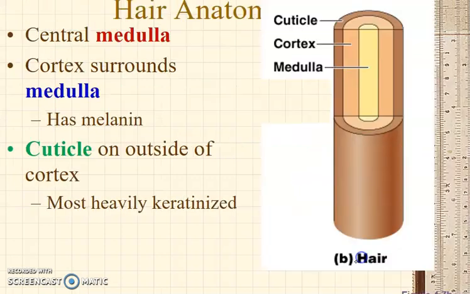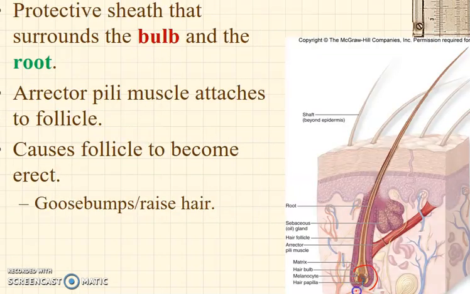So here's the bulb. Here's the bulb down here. Now we have the shaft. We have the root right here, and then the shaft is above. So the hair follicle is enclosed in this protective sheath right here. And that protective sheath is actually an invagination of the epidermis. And again, we have the bulb right there. We have the root. We have the shaft sticking out.